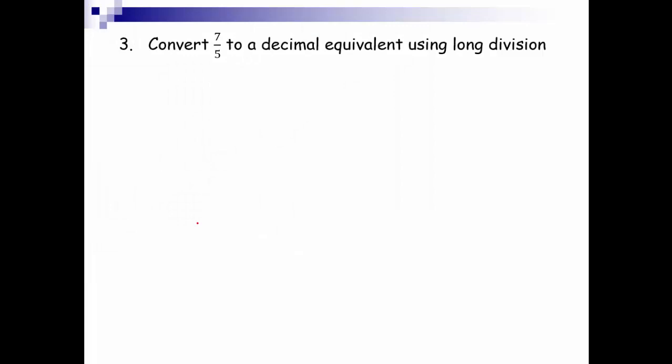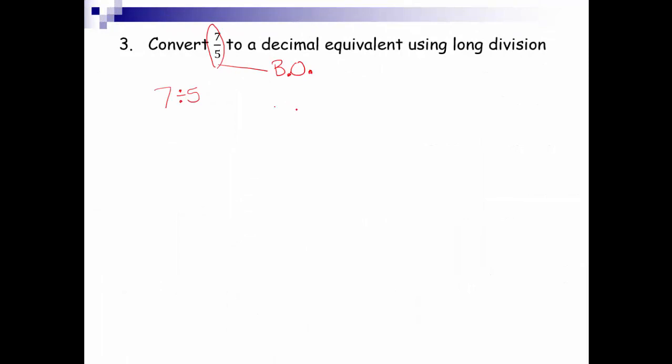Let's convert 7/5 to a decimal equivalent using long division. Hopefully at this point you're getting comfortable with it. If you can't remember how to do 7 divided by 5, the 7 goes inside the box, the 5 goes out. You just look at your fraction and say to yourself, BO, bottom out. So 7 over 5, I bottom out the 5 into 7. After that 7, there's a decimal point that we bring up.